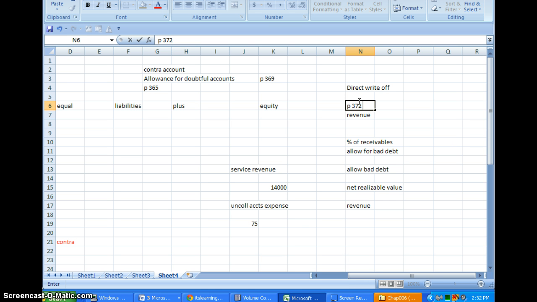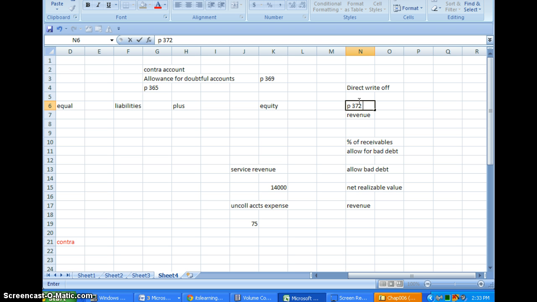The direct write-off method fails to match revenues with expenses. Because when you write off an accounts receivable, it's an expense, and you usually write it off a year later. So the timing recognition is going to be off. Revenues are recognized in one period, and any related uncollectible accounts expense is recognized in a later period. Again, the matching principle, when you match revenues to expenses, is going to be off.